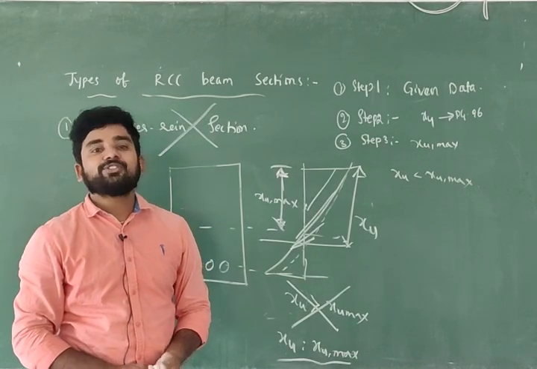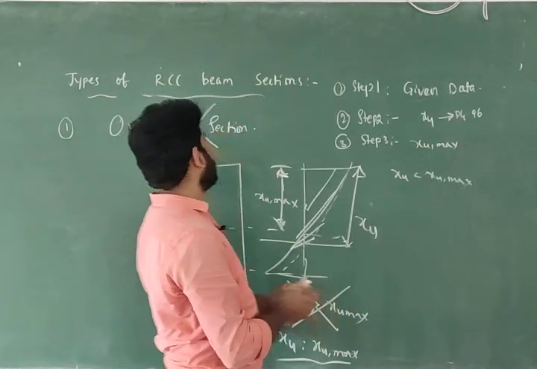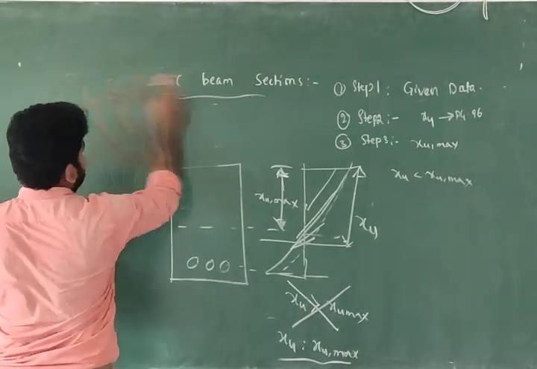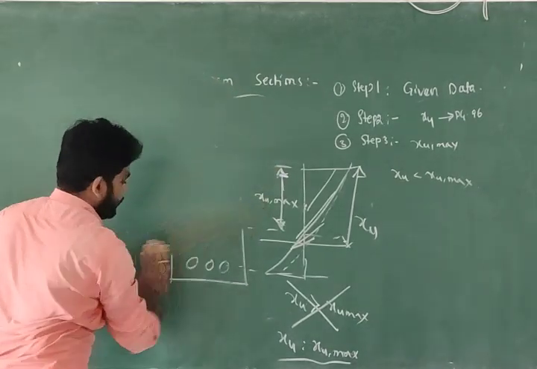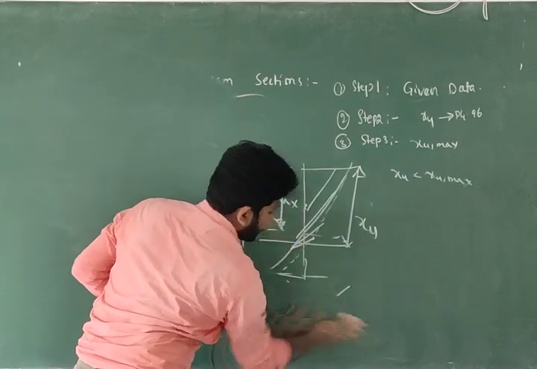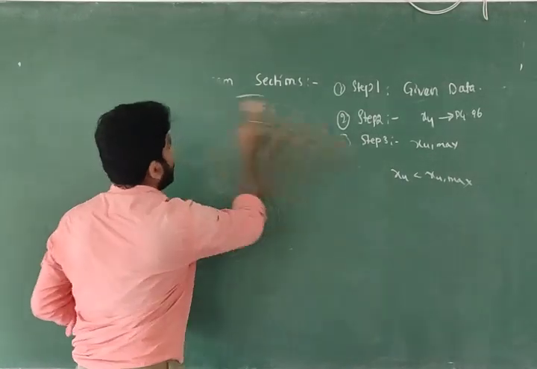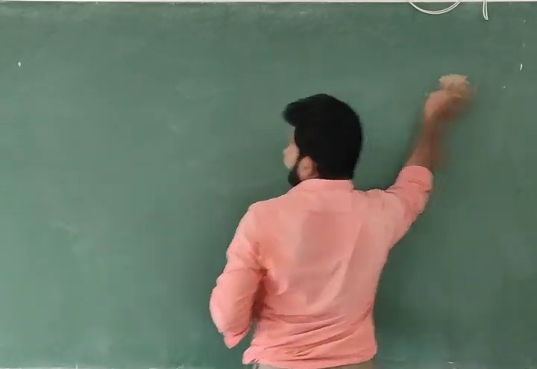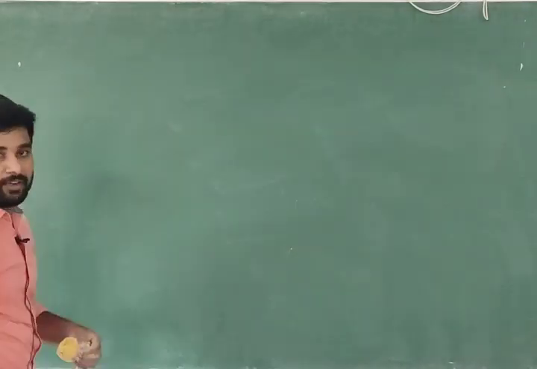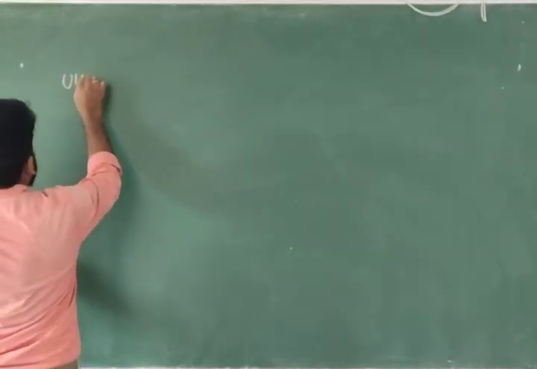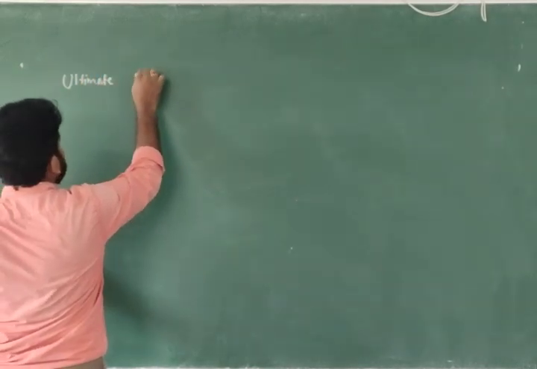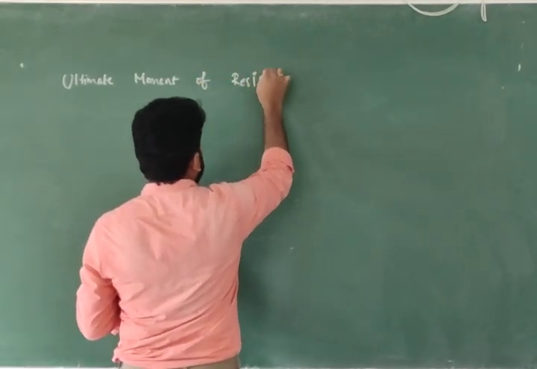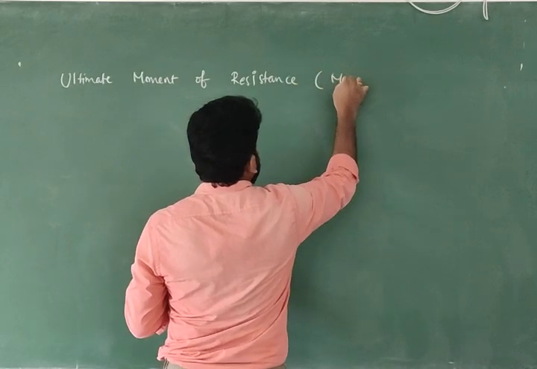We should find out the moment of resistance of the section. So it is interlinked. Next, we should find out the moment of resistance of the section. In the previous class we already discussed the moment of resistance of the section, that is MU. Now please put a side heading: ultimate moment of resistance. That is MU.